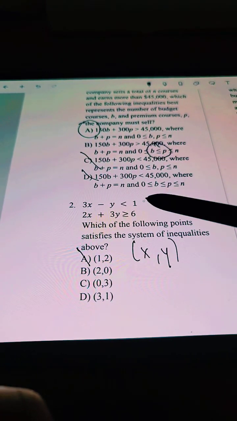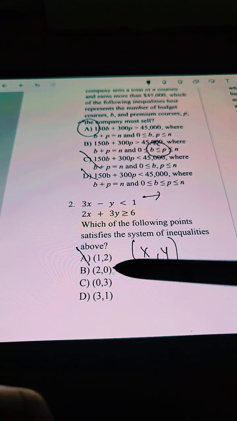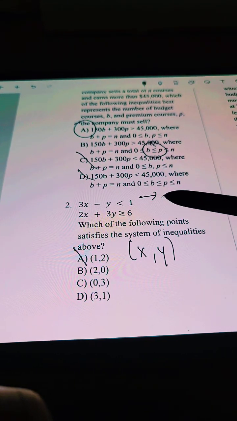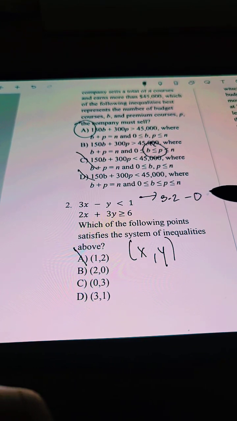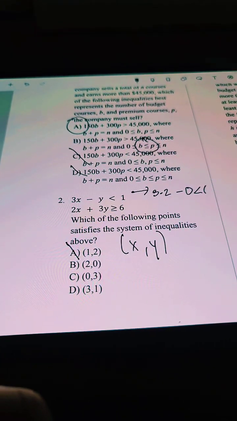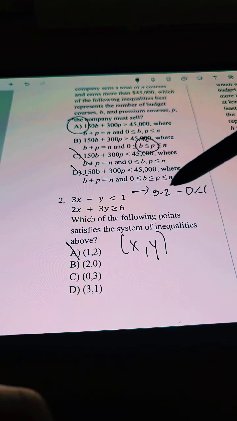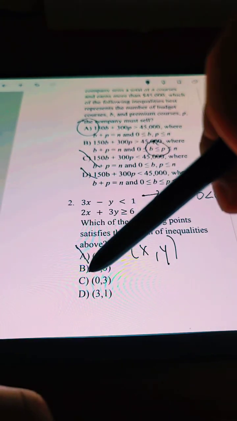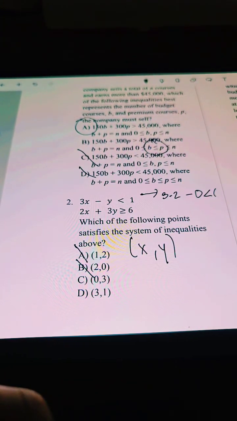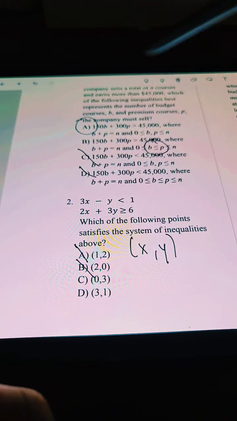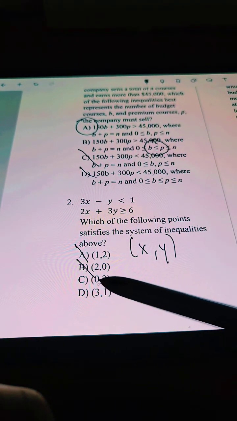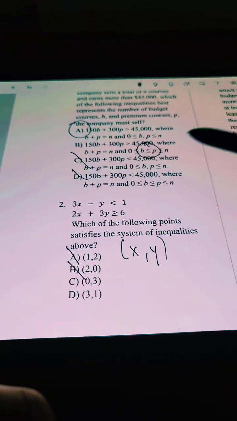So now let's try B. We're going to make the X value 2 and the Y value 0, and let's see if that works. So 3 times 2 minus 0 has to be less than 1. That does not work because that would just be 6 is less than 1. Nope. Now let's try for our X value 0 and our Y value 3.